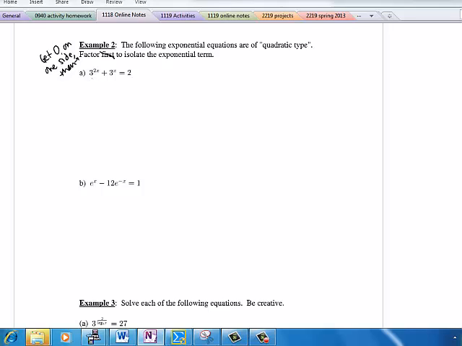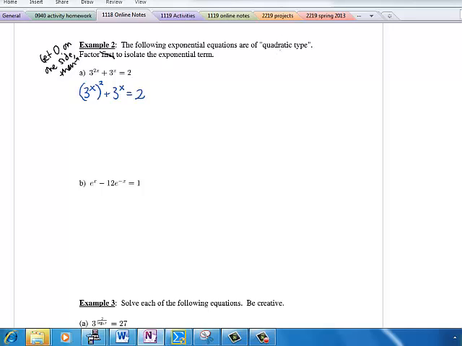So when I see this 3 to the 2x and then 3 to the x, notice that one of the exponents is just double the other. So really I can think of this as 3 to the x squared plus 3 to the x equals 2. So notice I have like this quadratic pattern, something squared plus that thing equals a constant. So it's not exactly quadratic because it's not x squared and x, but it's an expression squared and then that same expression in the middle and a constant.